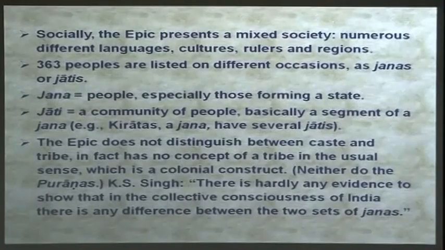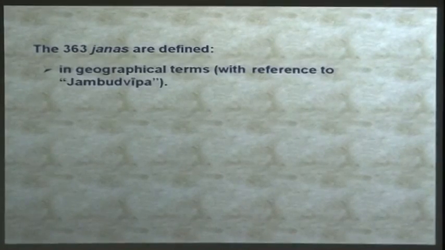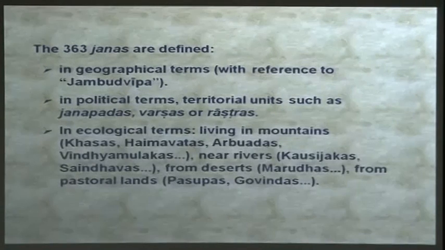So K. Singh writes, there is hardly any evidence to show that in the collective consciousness of India, there is any difference between the two sets of jhanas. And the definitions are like this. Sometimes they are defined in geographical terms. So you will be told that this jhana is in this region. This is how it works. And the totality of the region is again Jambudvipa in the Mahabharata. Or in political terms, that is to say in terms of political units which are called Janapadas or Varshas or Rashtras. Again, these terms are slightly fluid and sometimes interchangeable, but these are the terms which are used.